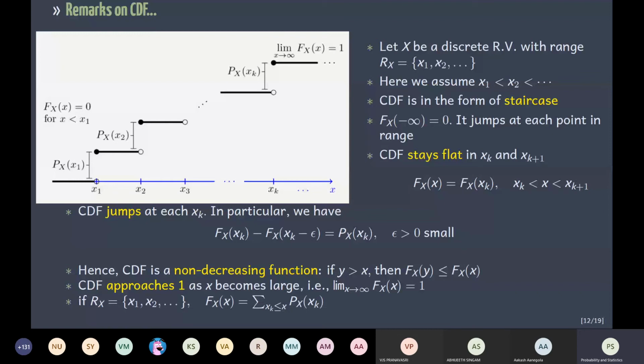And so the way the cumulative is defined is like this for the discrete case. We will sum over all x_k which are less than or equal to x. So F_X(x) is the sum of the PMF of all x_k values up to x. So that's what we have defined here.